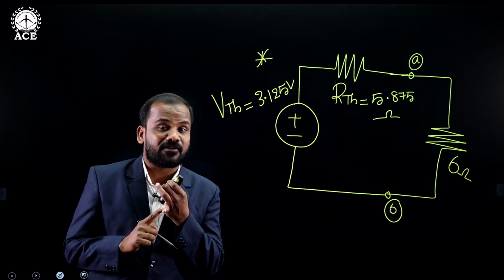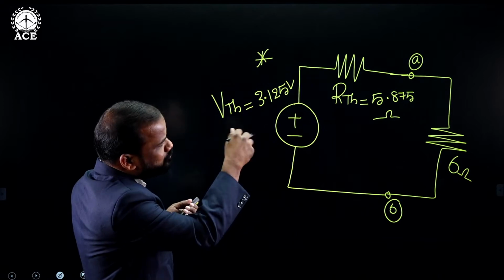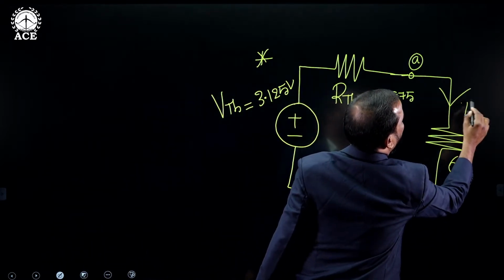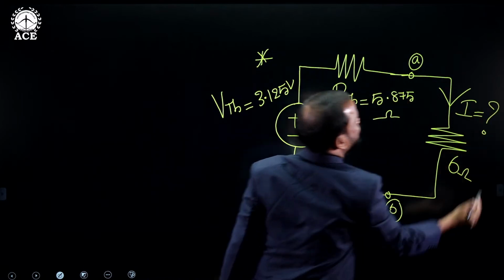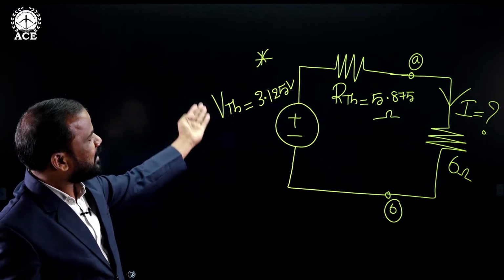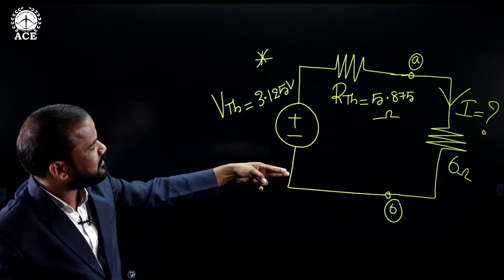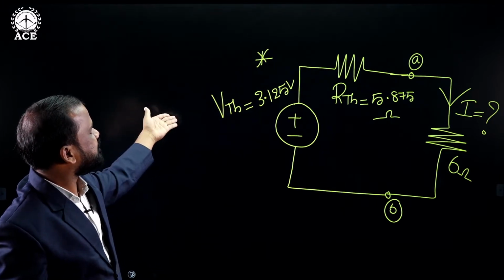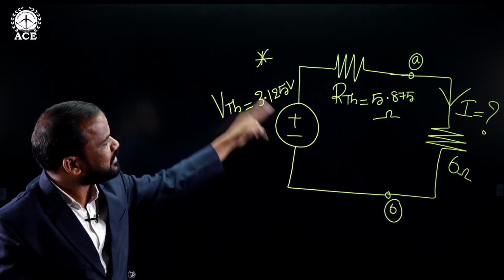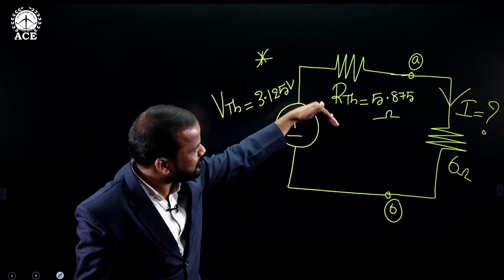If you want to find the power dissipated by the 6 ohm resistance, first you have to find how much current is flowing through it. That is why we first need to find the current flowing through that 6 ohms. Now you can observe we have one voltage source and a combination of resistances in series. So find the equivalent resistance, and I is equal to VTH divided by the addition of these two. This gives the current flowing through 6 ohms, because in a series connection the current is the same. Whatever current flows through RTH, the same current flows through 6 ohms.